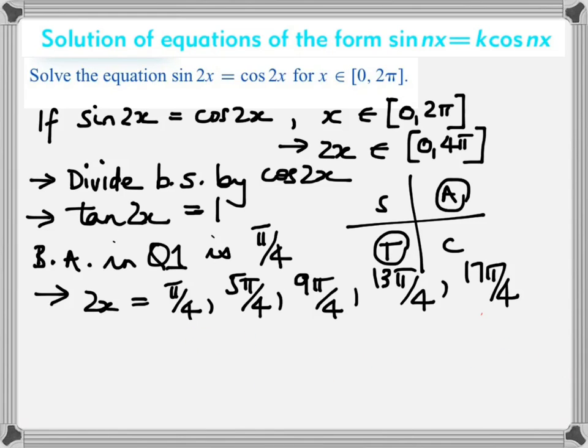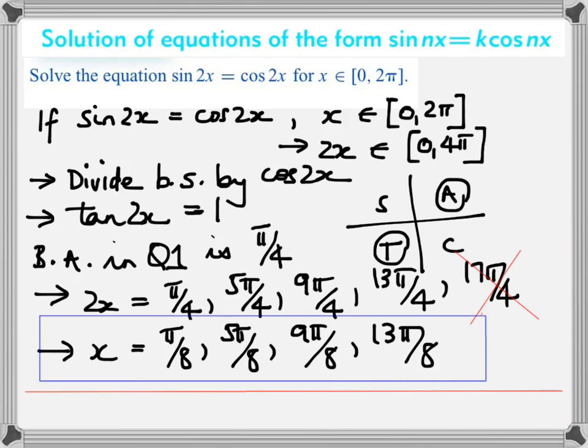Now we've got to watch till when we get out of range. Ooh, I think we're out of range. 17 pi on 4 is out of range because 4 pi is 16 pi on 4. Okay, so I divided by 2, and that's what I got. Divided by 2, and that's what x is. That is the solution of that equation, sine 2x equals cos 2x, where x goes from 0 to 2 pi. Pretty neat, huh?